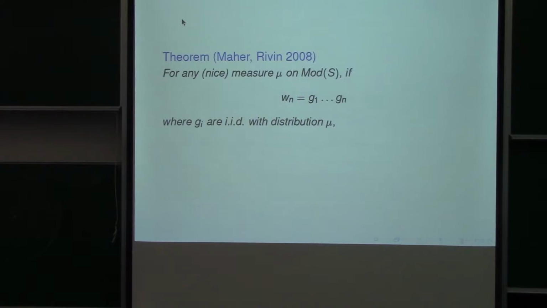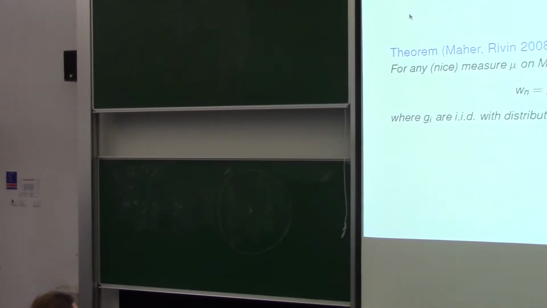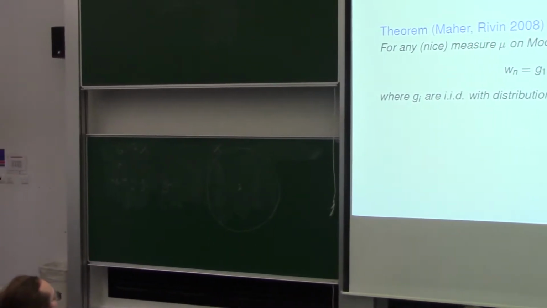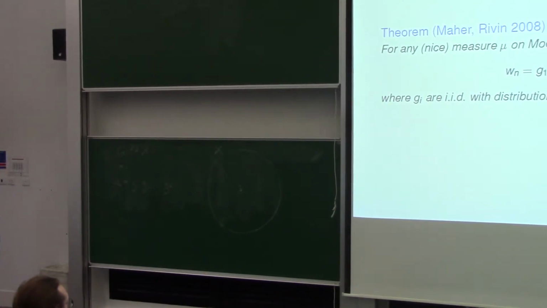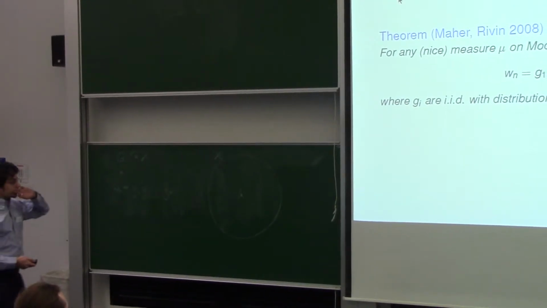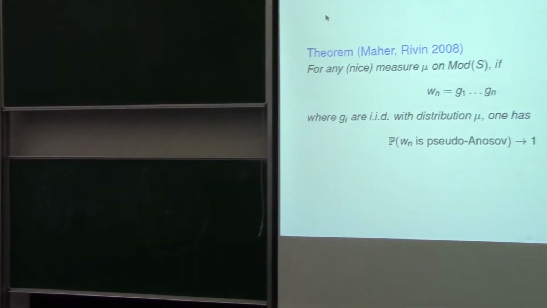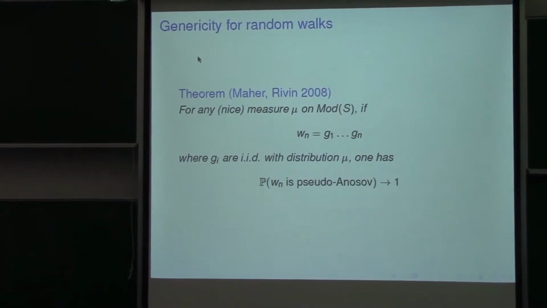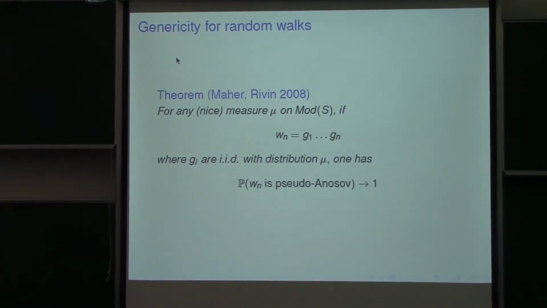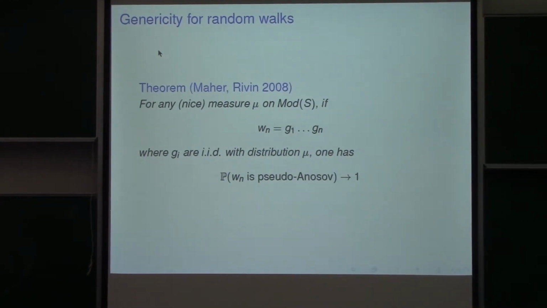And then basically you take the product of those, so now you get a sequence of elements which is no longer independent, and you ask what happens. So this is your random model. And the question is what happens with high probability to this element. The famous theorem, proven independently with different methods by Maher and Rivin, is that if you take such a random walk on the mapping class group and you look at pseudo-Anosov elements, the probability that it's pseudo-Anosov tends to 1. That's it.